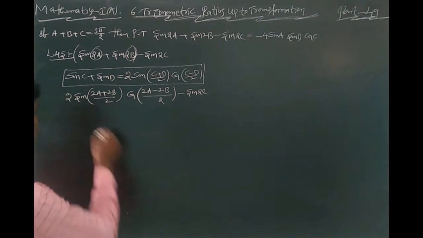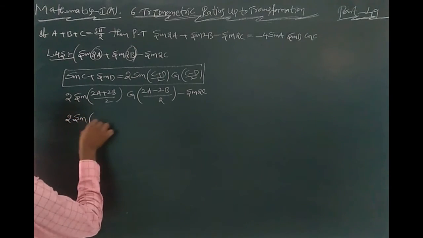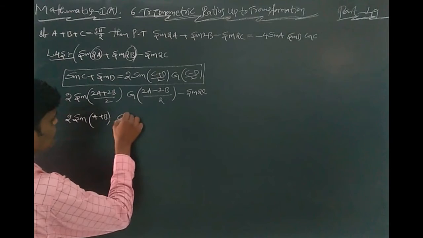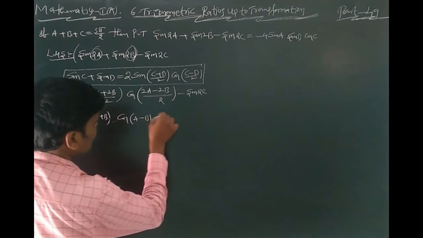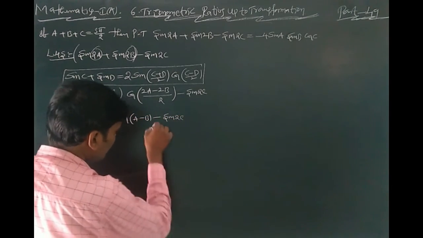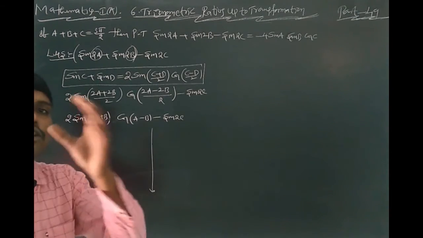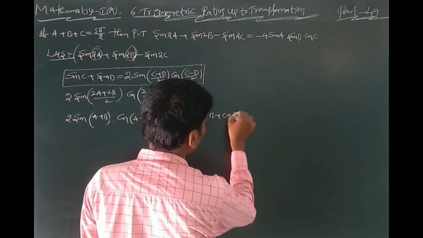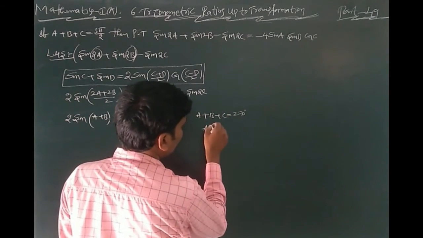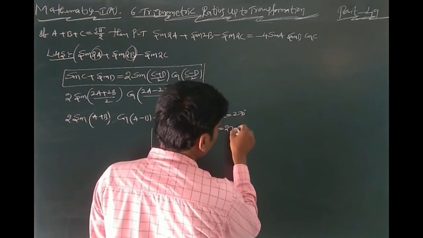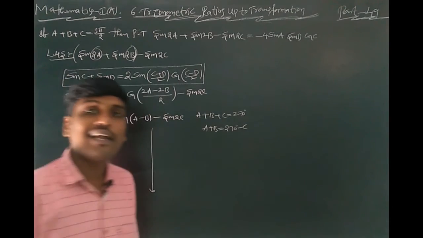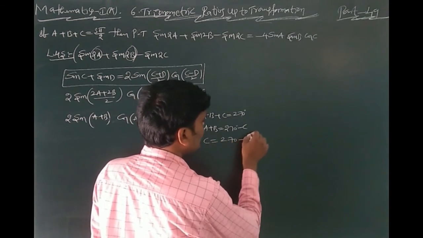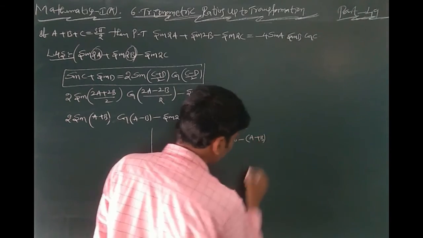After that you can take 2 common: 2 sin of a plus b cos of a minus b, minus sin 2c. After that you can simplify. Here you can use a plus b plus c equal to 270. In place of a plus b, you can write 270 minus c. In place of c, you can write 270 minus of a plus b.